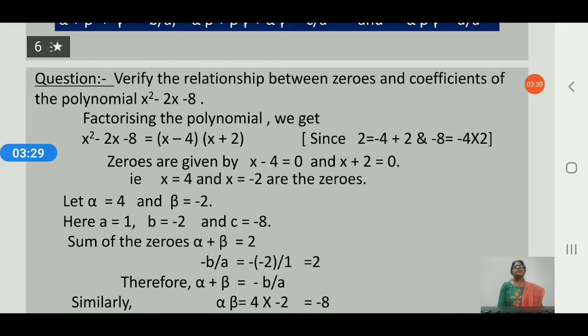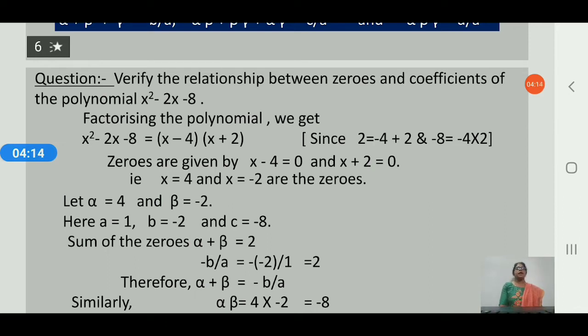Now splitting the middle term, here the sum of zeros is negative 2 and the product of zeros is negative 8. The negative 2 means the roots may be negative 4 and 2. That is, using the splitting the middle term idea, we can write x square minus 2x minus 8 as x minus 4 into x plus 2. Hence, the zeros are given by x minus 4 equal to 0, so x equal to 4 is the first root, and x plus 2 equal to 0 implies x equal to negative 2. Hence, the zeros are 4 and negative 2.